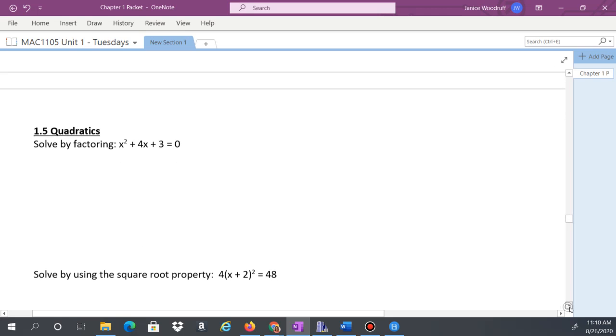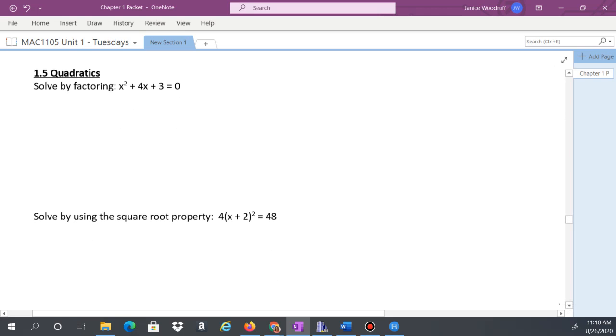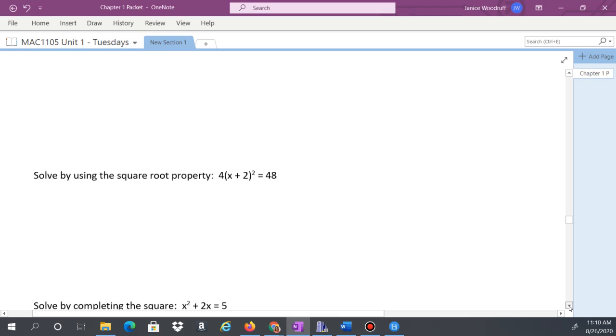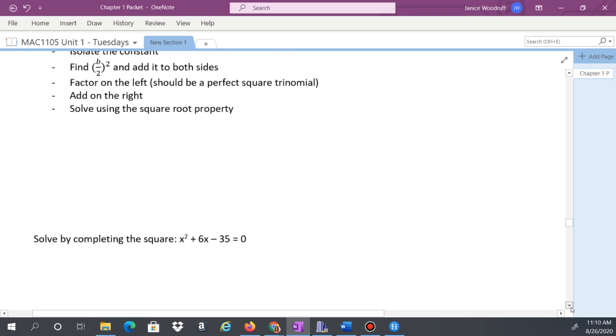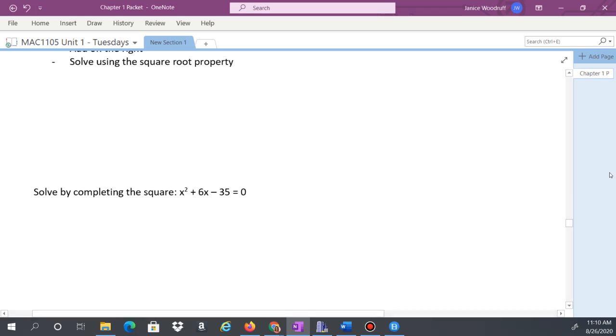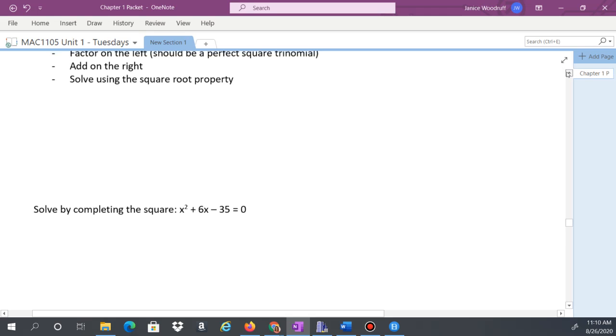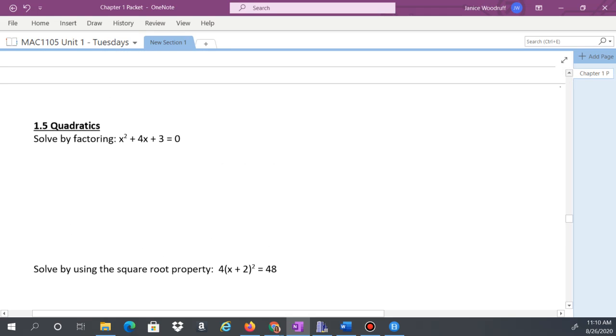All right, quadratics. So you've got a couple different ways that you can solve with quadratics. You can solve by factoring. If you can factor, always factor, because it's the easiest, fastest method to solving. You can solve using the square root property. Completing the square, which that's new. And then the quadratic formula, which is somewhere on here. Okay, so those are your 4 ways that we're going to solve.